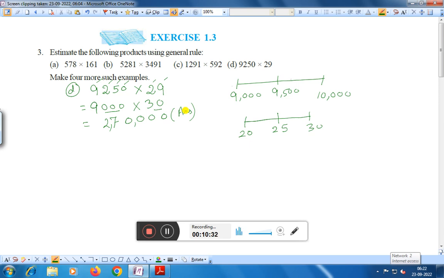Now the next one is, make 4 more such examples. You can make many such examples like that.